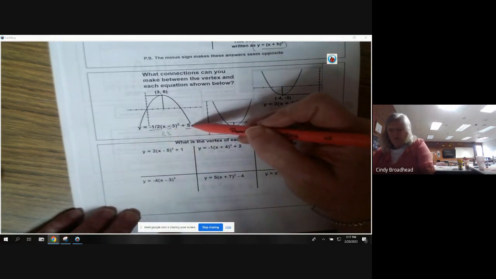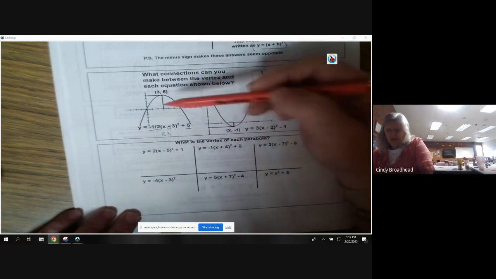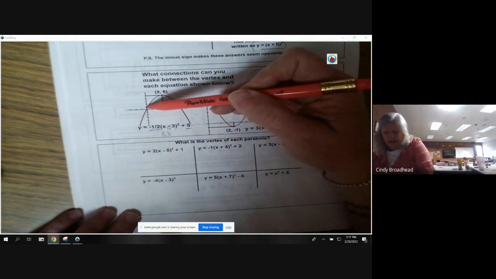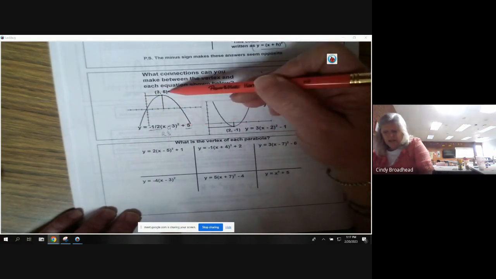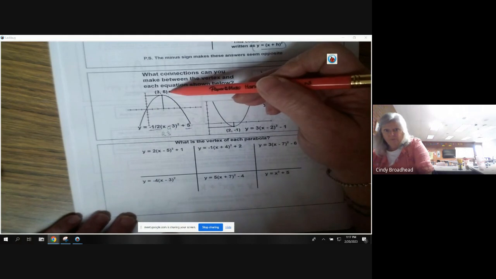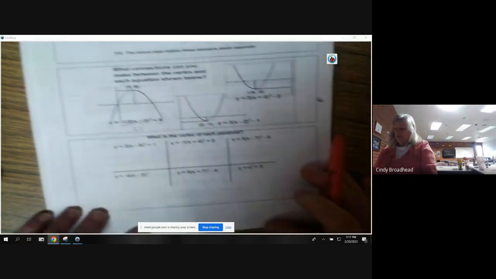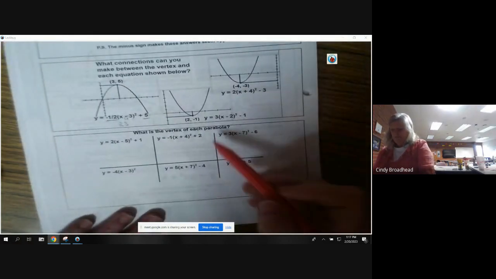This moves it up and down. So instead of it being here at 0, it's actually moved up 5 units. And this is my vertex, over 3 and up 5. Okay, so when you look at this one.